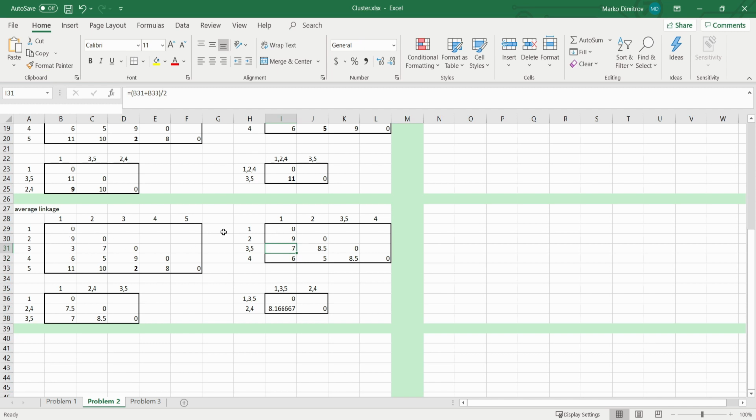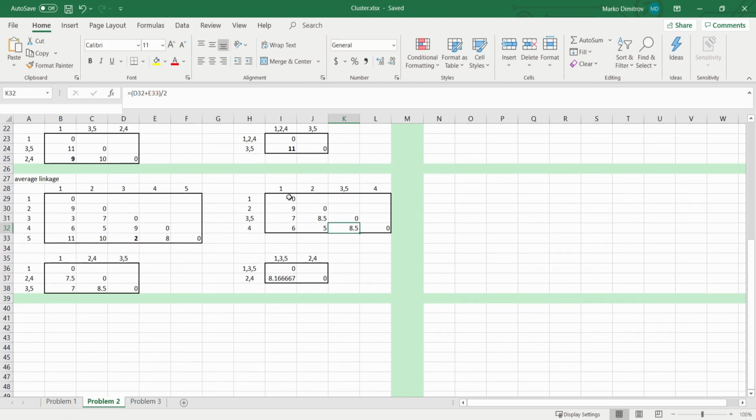Let's see the distance between 2 and cluster 3, 5. The distance between 2 and 3 is 7, and the distance between 2 and 5 is 10. Then we divide by 2, because we are finding the average distance. Similarly between 3, 5 and 4: we find the distances between 3 and 4, and 5 and 4, and we average them. So this is our new distance matrix. Based on this, what are we going to merge? This one, right? Now again we have 3 clusters: 1, 2, 4, and 3, 5.